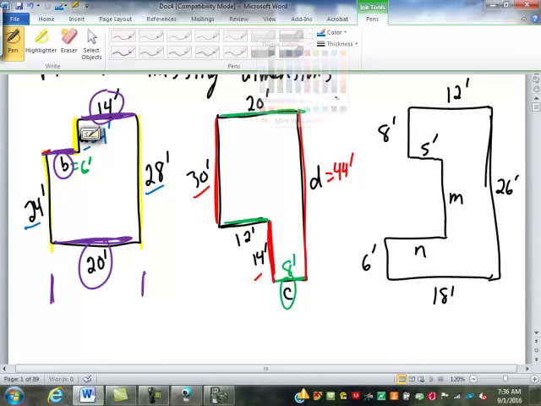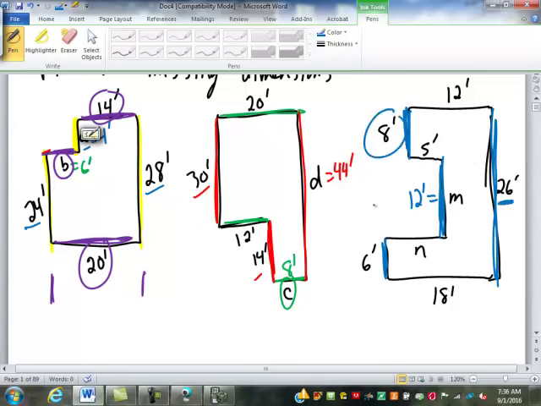Okay, let's look at the third one here. M is probably the easier one to find. What'd you get for M? 12. Good. Same thing. It's vertical, so we deal with our other verticals. This time we have 3 pieces that have to combine to make the 26. We have the 8 and the 6. Makes 14. We subtract that from the 26 to leave us with the 12. Good.